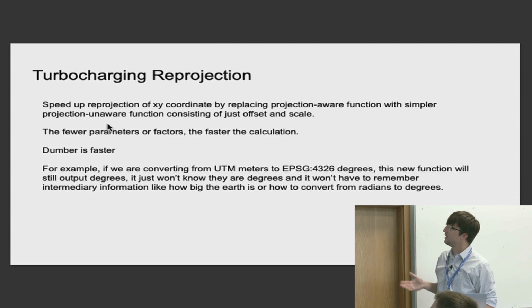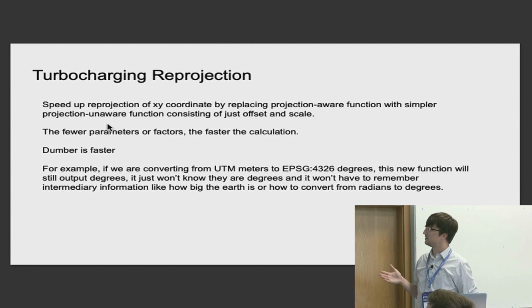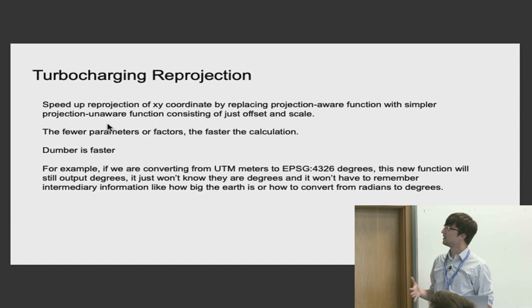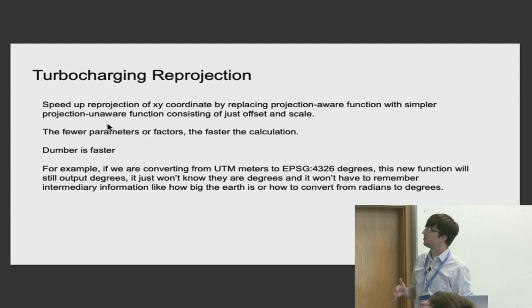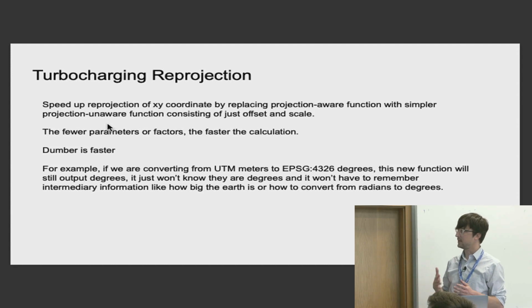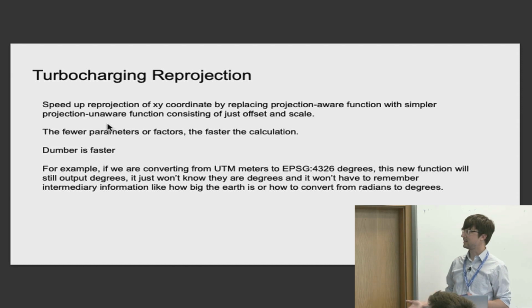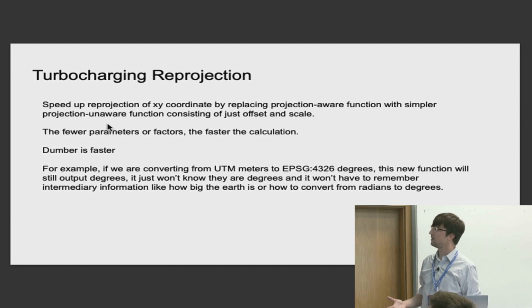So we can speed up our projection of the coordinates from the input to the output by replacing our projection-aware function with a simpler projection-unaware function consisting of just offset and scale. Again, this is under certain circumstances. The fewer parameters or factors, the faster the calculations will be, just for computers. So in this case, dumber is actually faster. It's not good to be too smart because we don't need to be too smart.